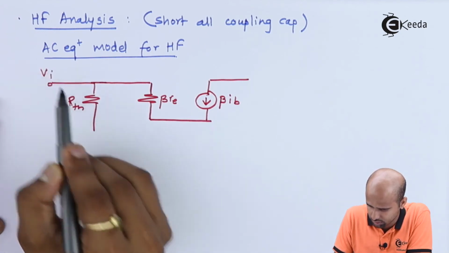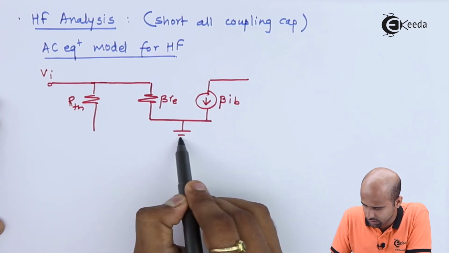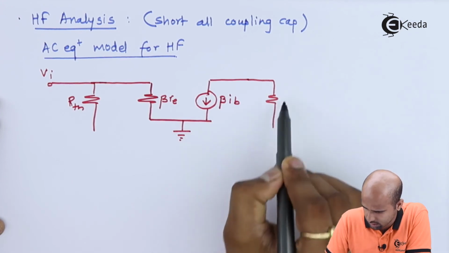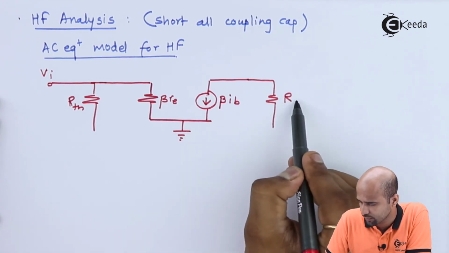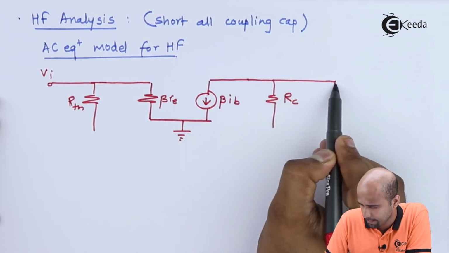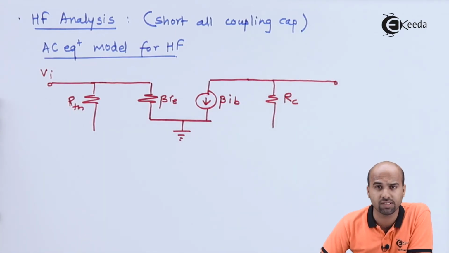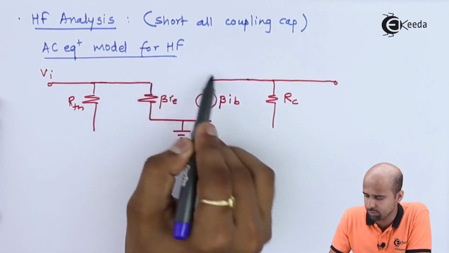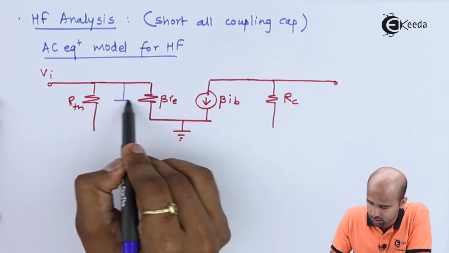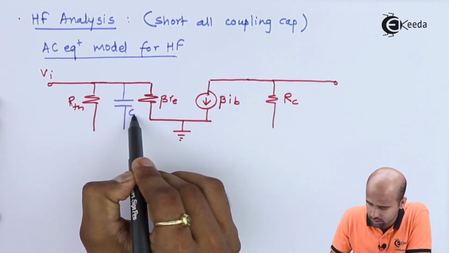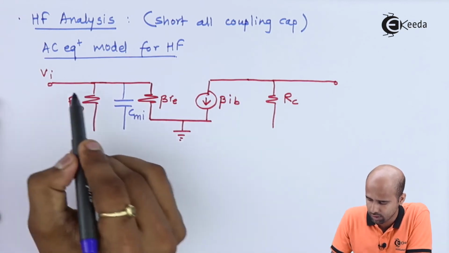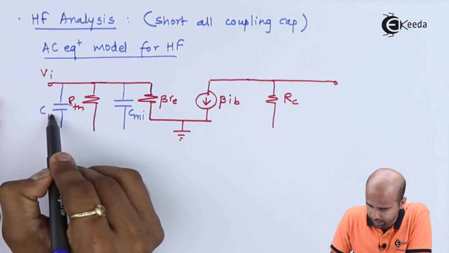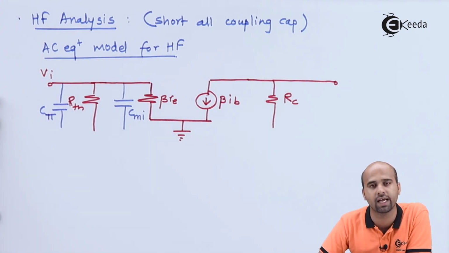Here is your input, grounded emitter, resistance RC. About capacitors we have to include. Instead of drawing this C mu, I am writing this here CMI. At the input side we do have C pi, and that C pi itself will act as CBE.